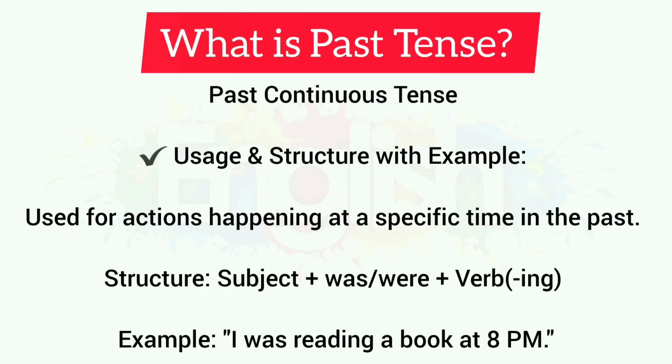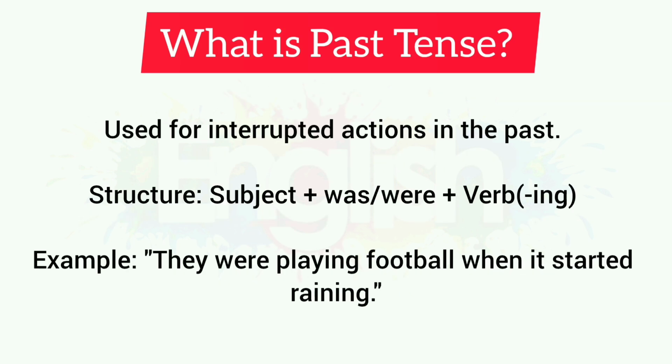Past continuous tense. Usage and structure with example: used for actions happening at a specific time in the past. Structure: subject plus was/were plus verb-ing. Example: I was reading a book at 8 p.m. Used for interrupted actions in the past. Structure: subject plus was/were plus verb-ing. Example: they were playing football when it started raining.